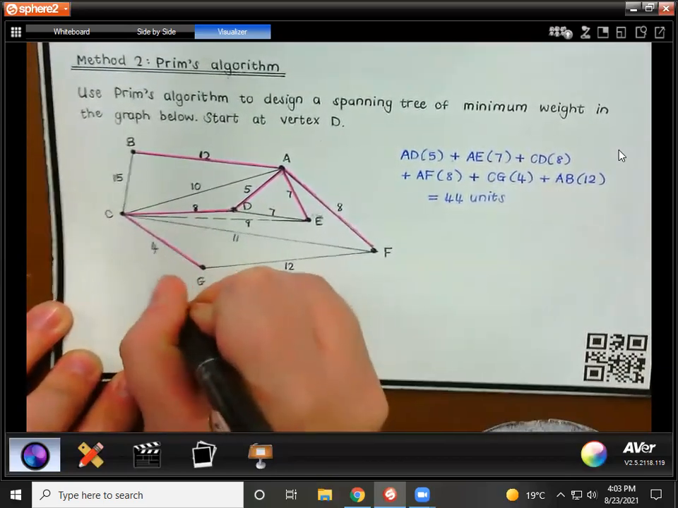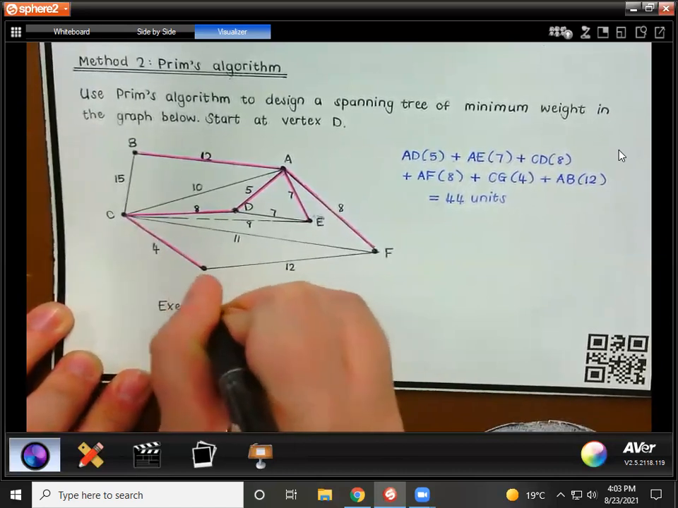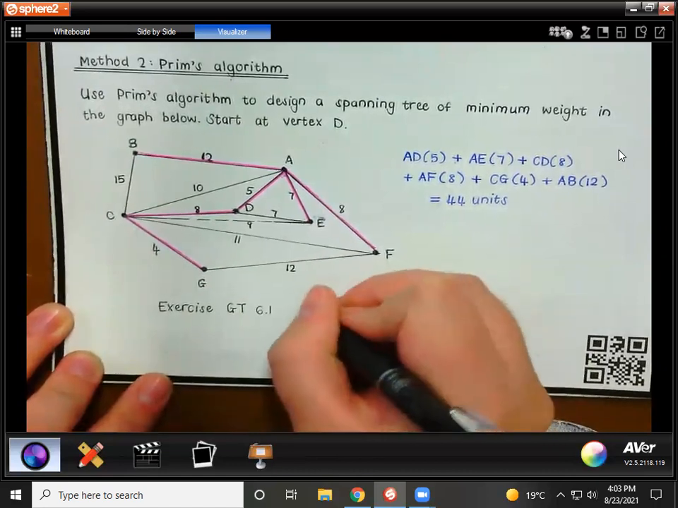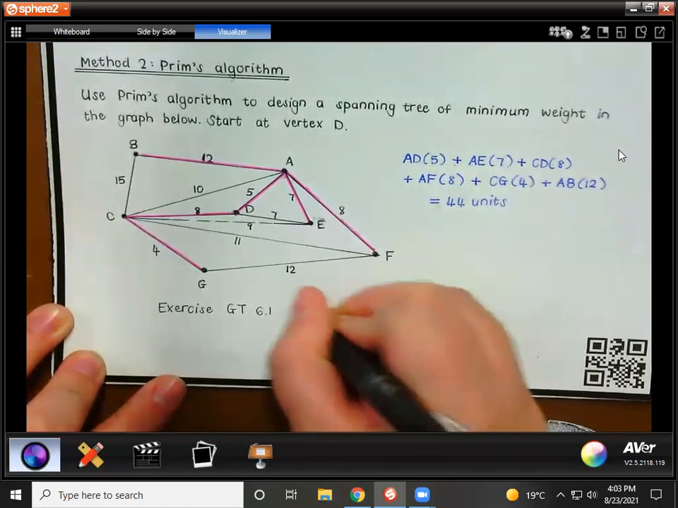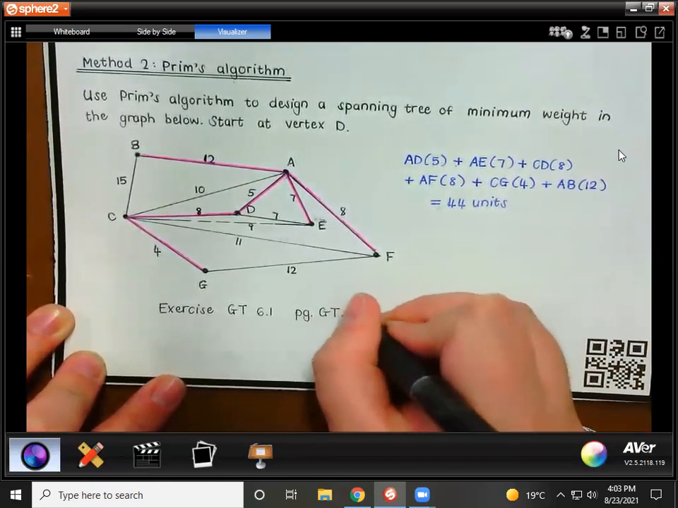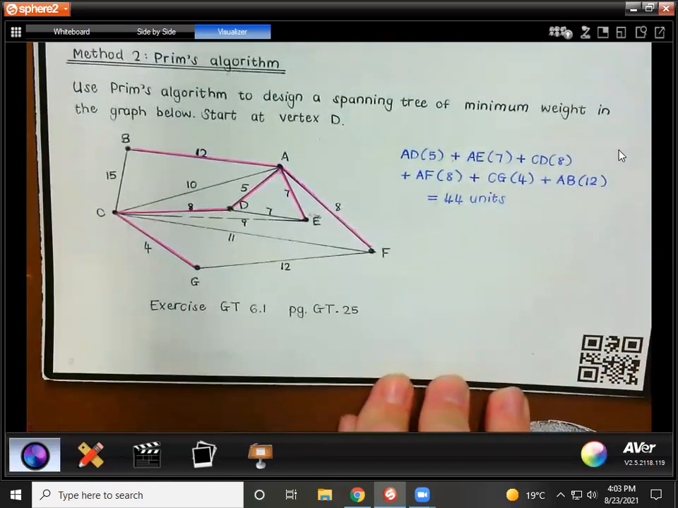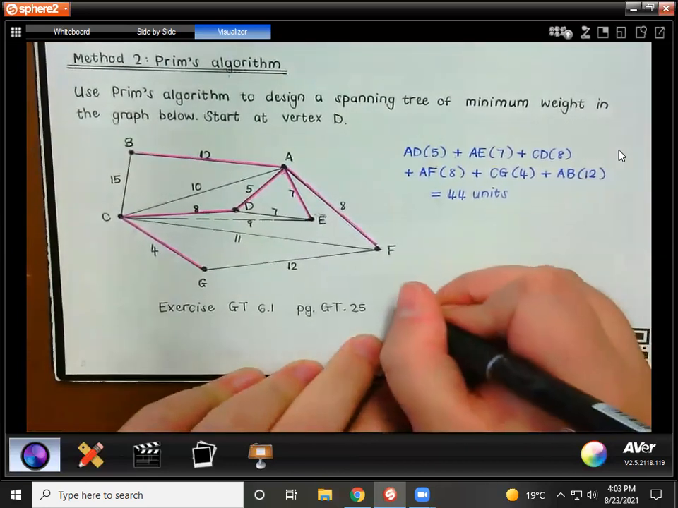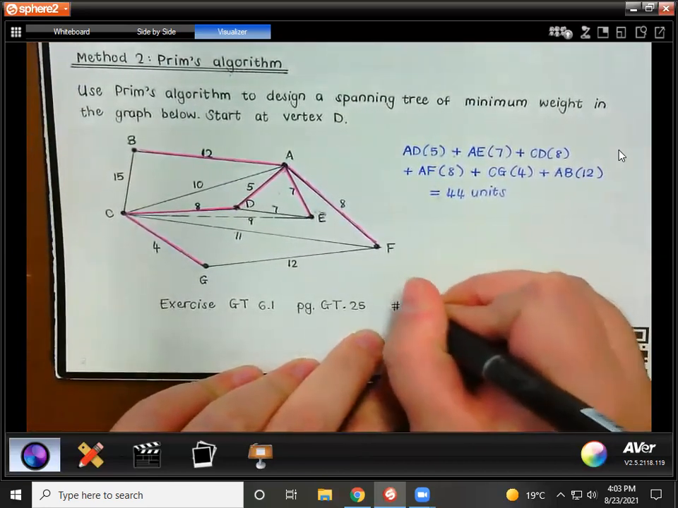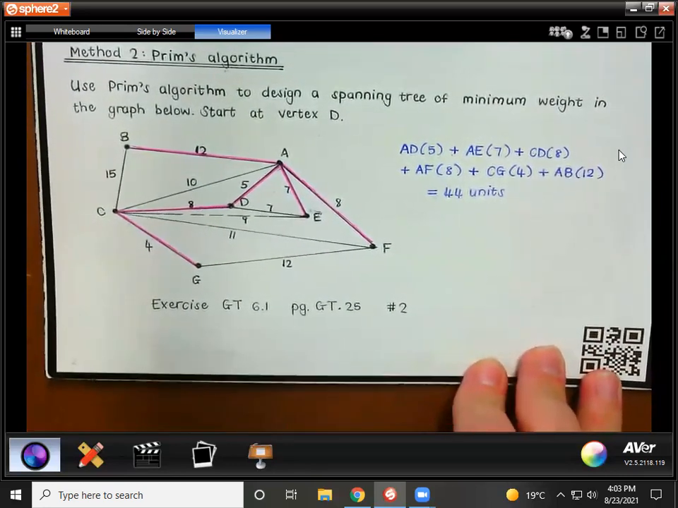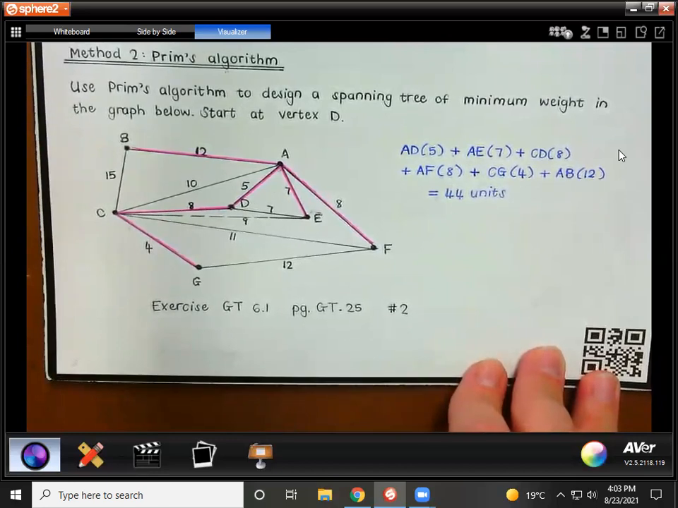So exercise GT 6.1, which is on page 0.25. Answer series always has the weirdest way of numbering their pages. I would like you to do number 2, which is just like the one that we've done now, where they give you the same graph and they say find a minimum spanning tree using Kruskal's, and then the next question using Prim's. Okay? Yes.